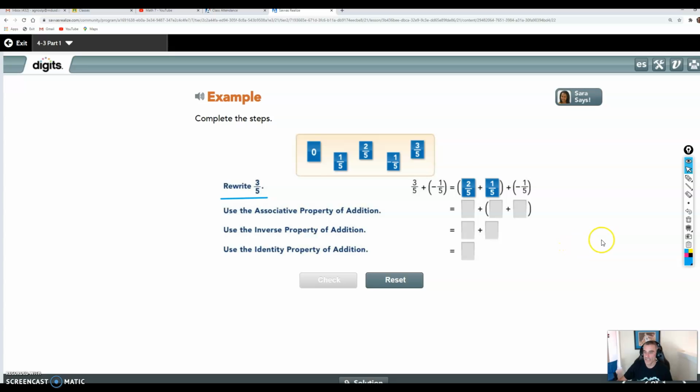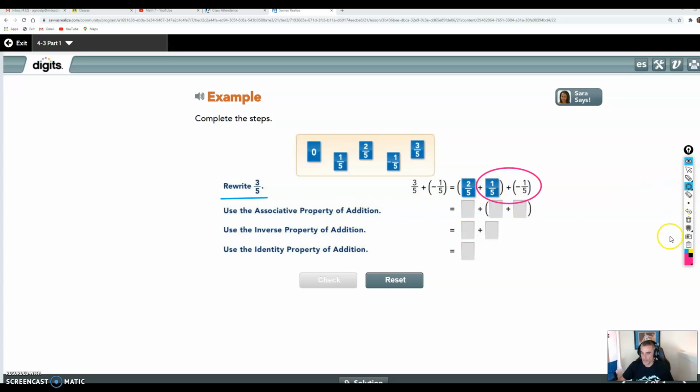And the reason that they did that is look at what we have now. I have a positive 1/5 here, and I have a negative 1/5 there. And remember what we learned in previous videos about additive inverses, that when we have a positive and negative version of a number, they sum to 0, right? So by breaking 3/5 apart like that, we're able to create a pair of additive inverses.